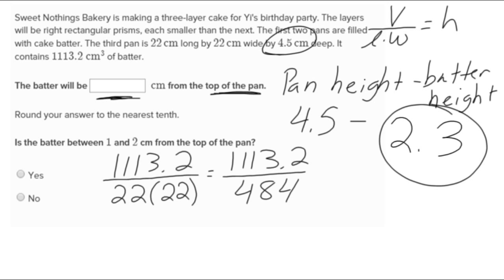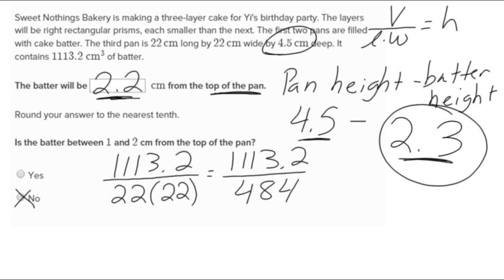So the height of the pan minus the batter height is what's going to go in my answer. And hopefully you can see that that is 2.2. And then it says, is the batter between 1 and 2 centimeters from the top? It is not. It is 2.2 centimeters from the top.